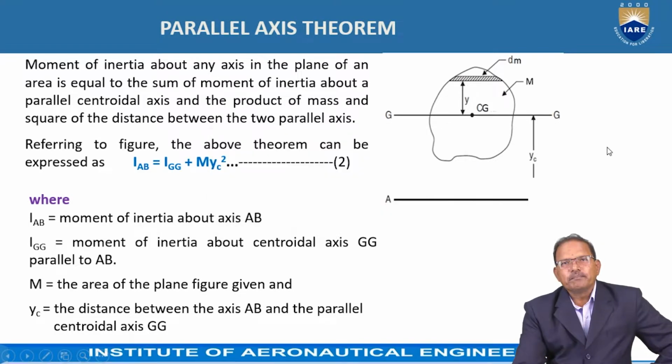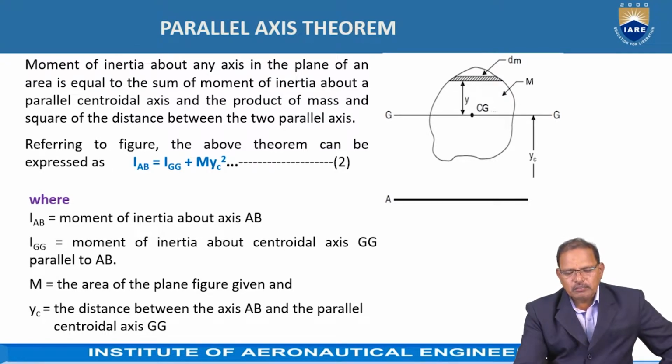According to the Parallel Axis Theorem, the moment of inertia about any axis in the plane of an area is equal to the sum of the moment of inertia about a parallel central axis and the product of mass and square of the distance between the two parallel axes.